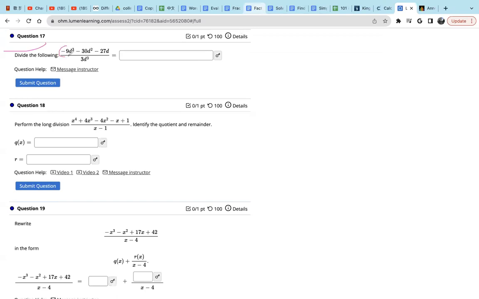Let's look at the first one, divided by 3d cubed. So what do we get? Negative 9 divided by 3, I get negative 3. d cubed divided by d cubed just becomes 1. So negative 3 times 1 is just negative 3. Now let me change my color. Let's do the second term.